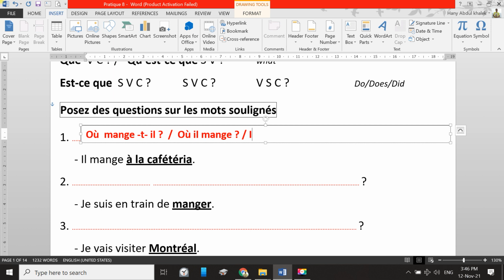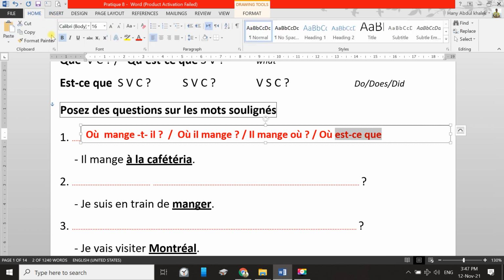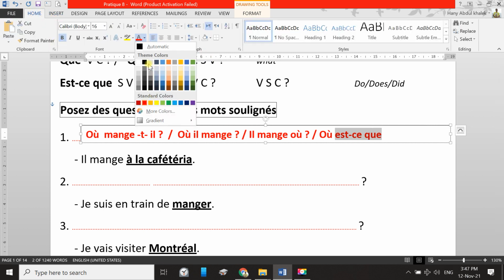And we can say il mange, then we say où. Il mange où, like that. So we have a fourth way to ask. We can add est que after où. What is the meaning of est que here? It doesn't have any meaning, we just use est que here to arrange the sentence after the question word, and this is a standard way, by the way. So we can use it as a standard.